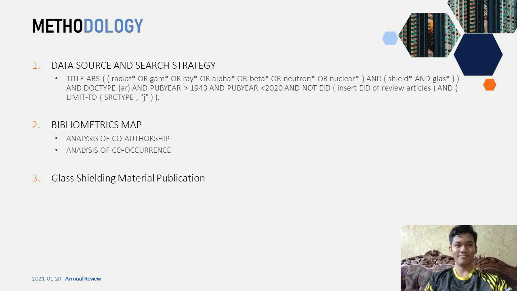The second step is the bibliometric maps. It involves the analysis of co-authorship and the analysis of co-occurrence from the journals that we use as reference. We analyze the journals inside out to refine our finding. Lastly, the final step, which is the glass shielding material publication. We prepared all the figures and tables needed from the data that we obtained. Then, we published the writing based on every data information that we had prepared from the beginning. It tells that all the figures and tables were then explained in a written report.